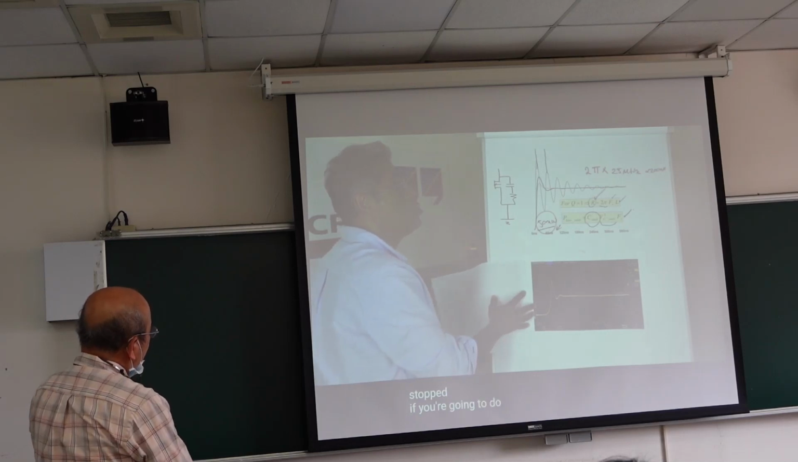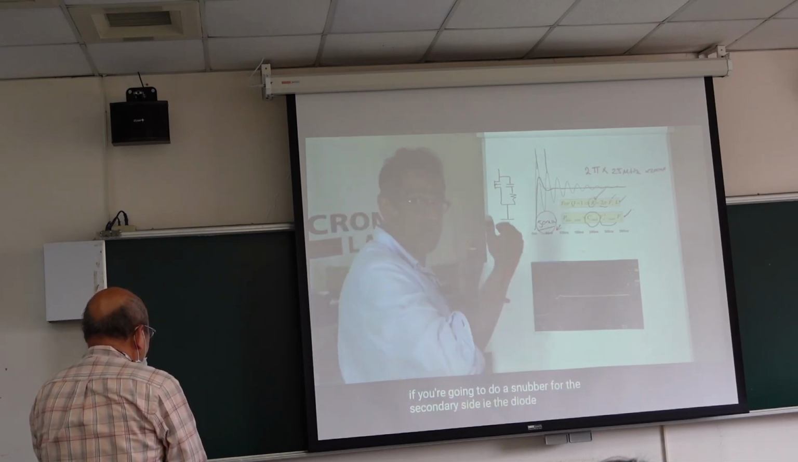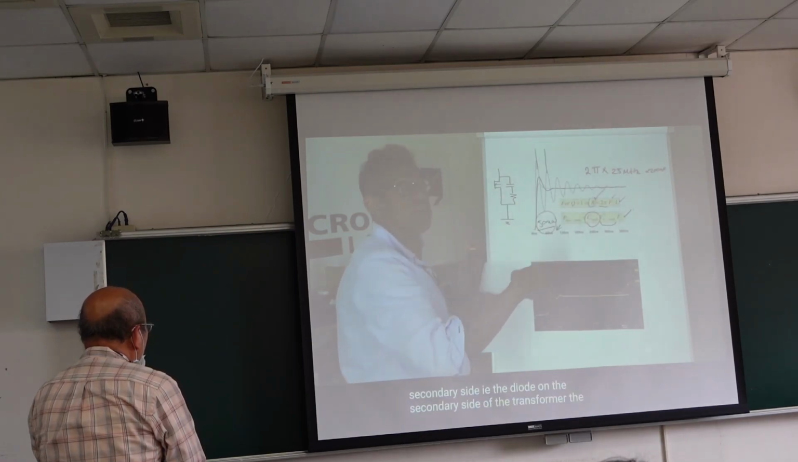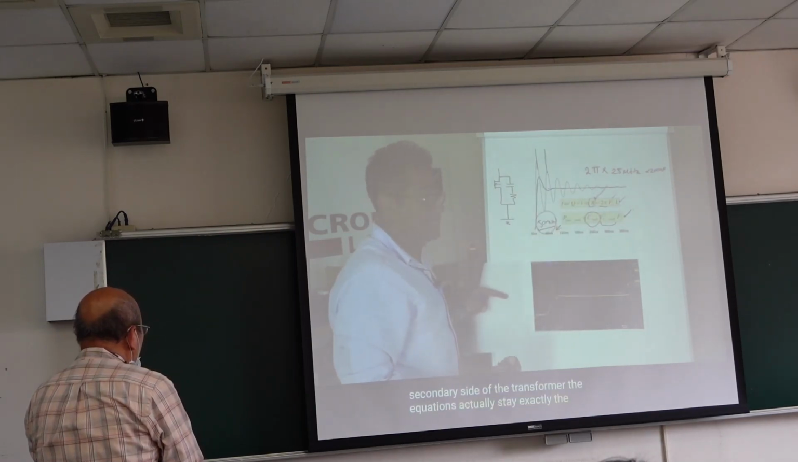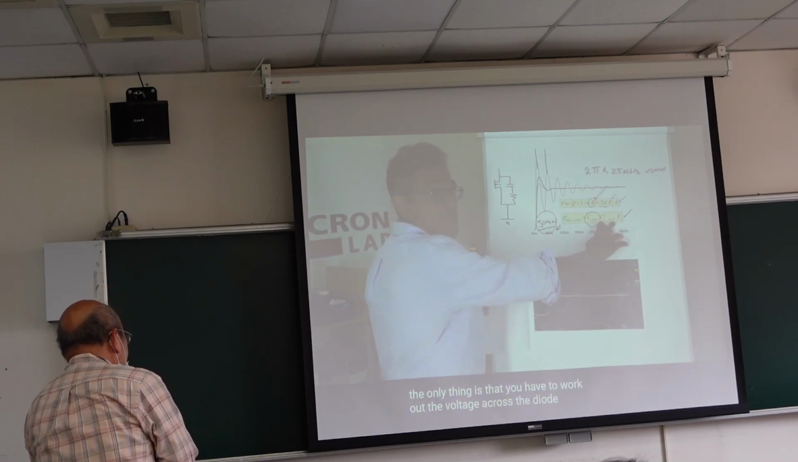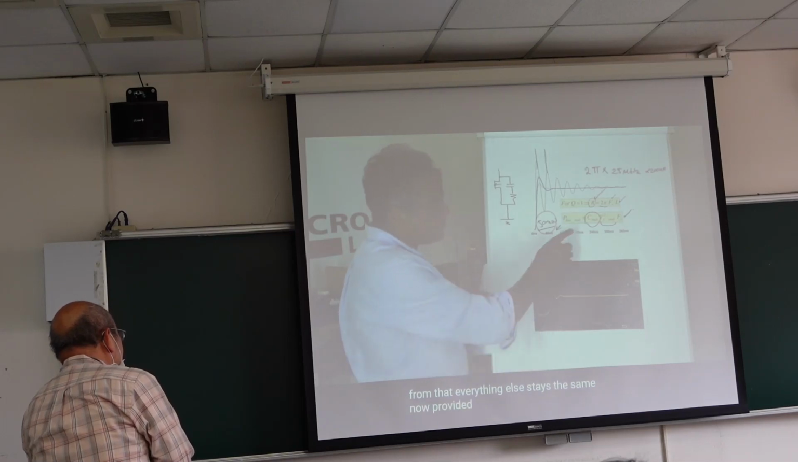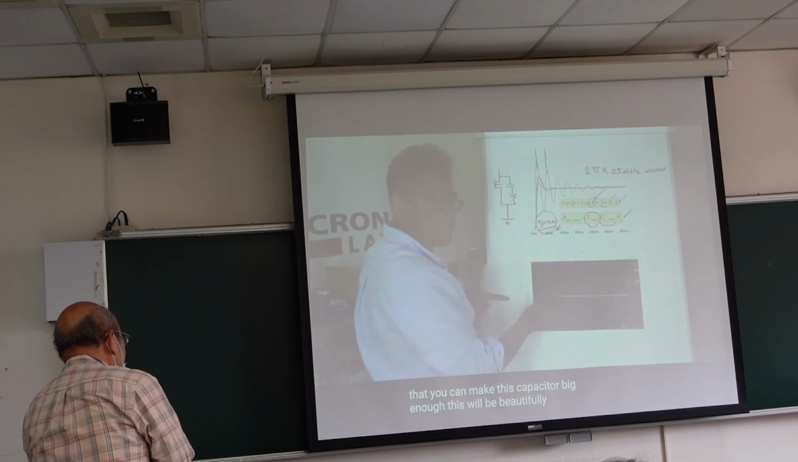If you're going to do a snubber for the secondary side, i.e. the diode on the secondary side of the transformer, the equations actually stay exactly the same. The only thing is that you have to work out the voltage across the diode. Apart from that, everything else will stay the same. Now, provided that you can make this capacitor big enough, this will be beautifully damped.